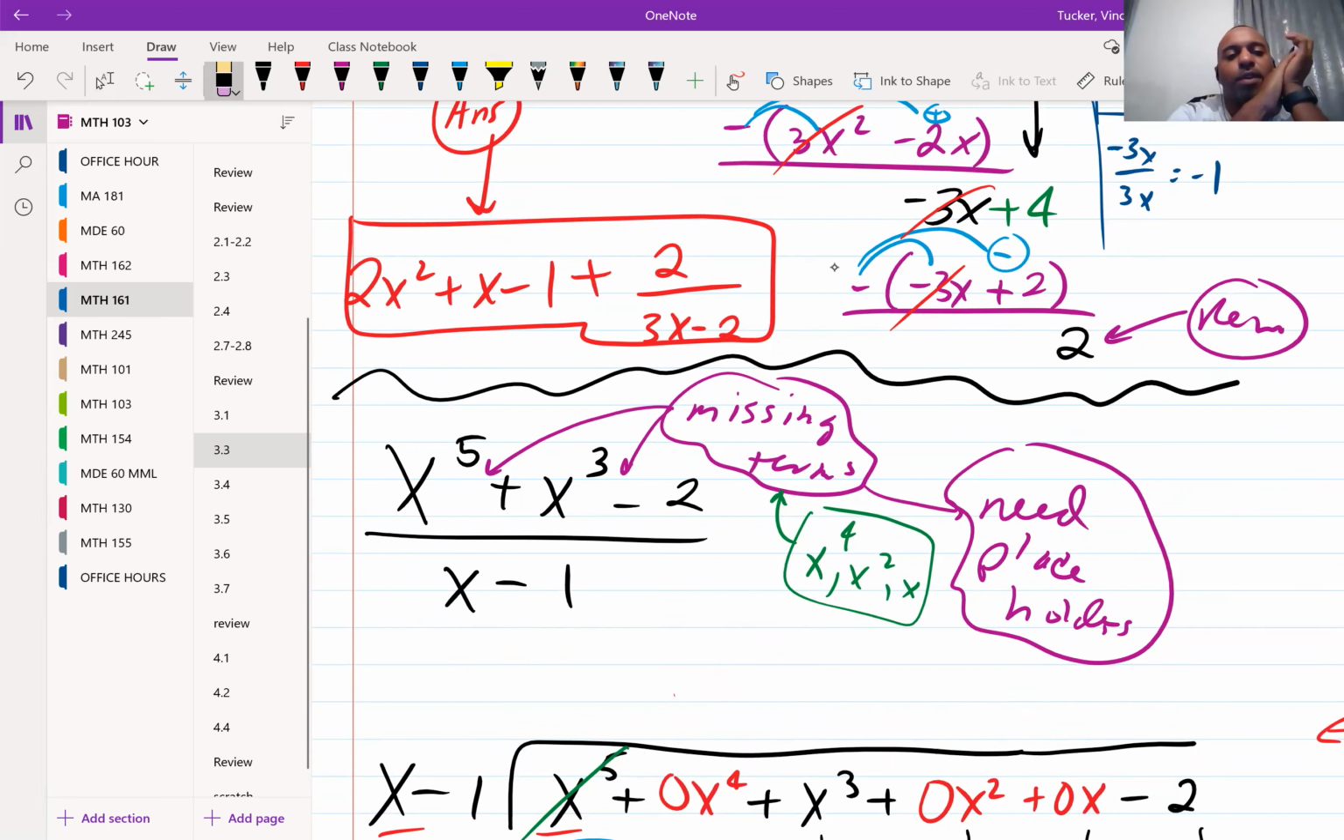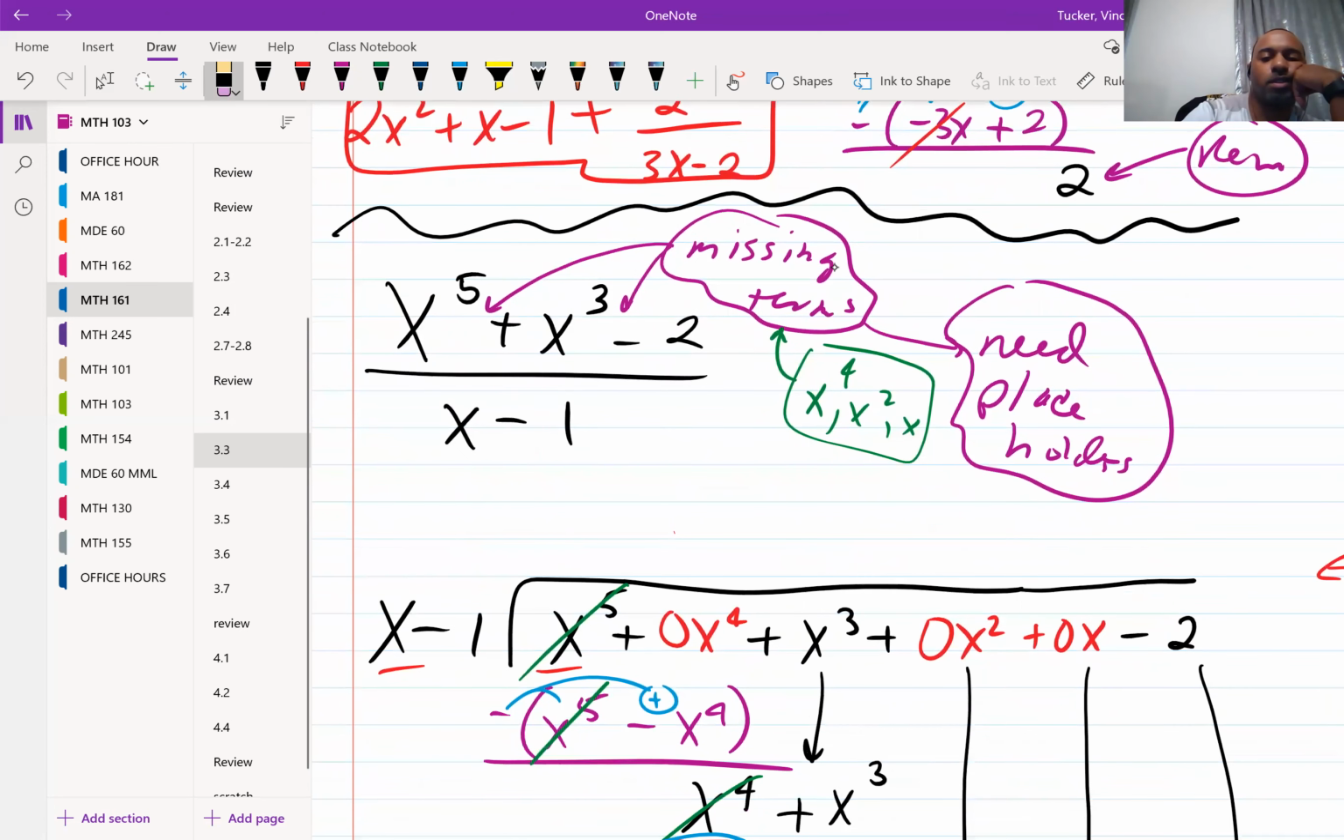All right, next one, x to the fifth plus x cubed minus 2 over x minus 1. So notice we have missing terms here. We're missing x to the fourth, x squared, and x. So we need what we call placeholders for those missing terms. So that's what I have right here.